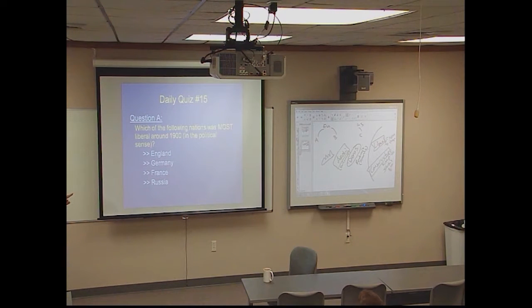Well, we've got the three. We've got the king, we've got the aristocracy, we've got the democracy. The king would definitely be conservative. Who else would be conservative? Aristocracy. Where is democracy? They're liberal, right? So what was the United States? Democracy. In fact, how many true democracies were in Europe?